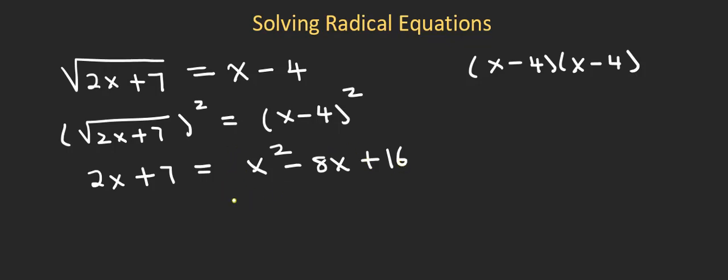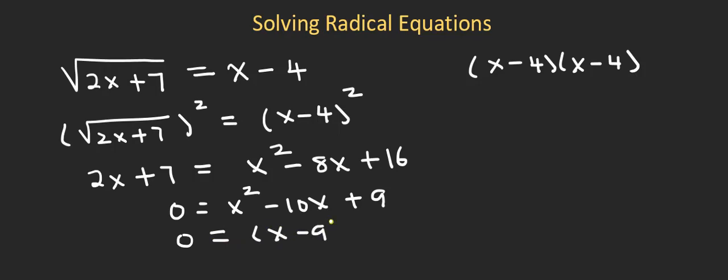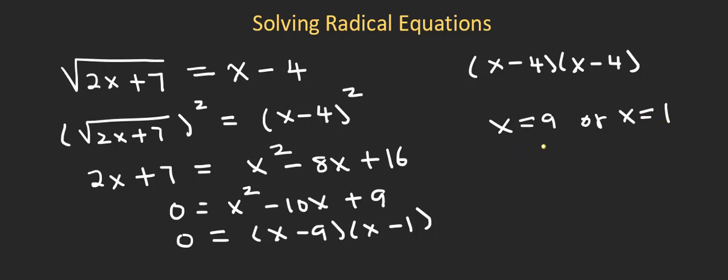Now this is a quadratic equation, so you want to make one side equal to 0 and put everything else on the other side. So you get x squared minus 10x plus 9. Now let's see if we can factor this. Solve by factoring. So we end up getting x equals 9 or x equals 1. It looks like we have two solutions, but then again we have to double check.